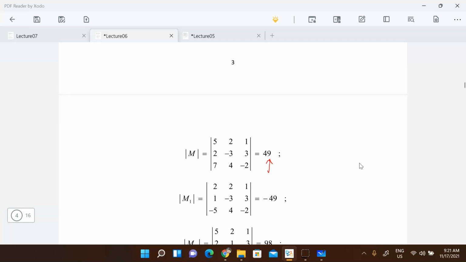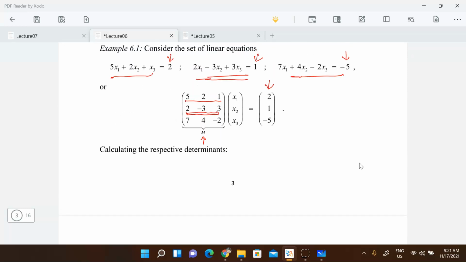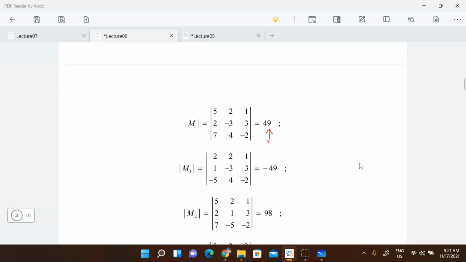And then for the matrix M here, replace the first column by that, okay, then you see that this is M1. You can see that this is now replaced by that, okay. And check again what is the determinant of this new matrix. Then it gives you minus 49, and then check again this column. This column is now replaced by that.